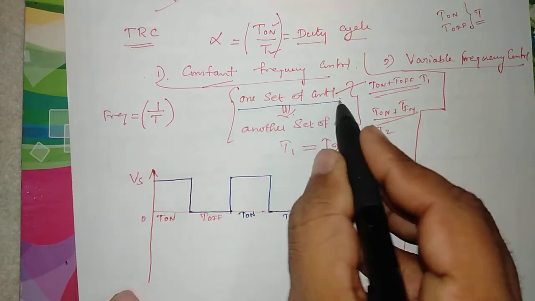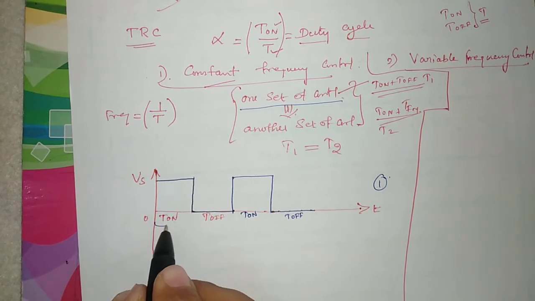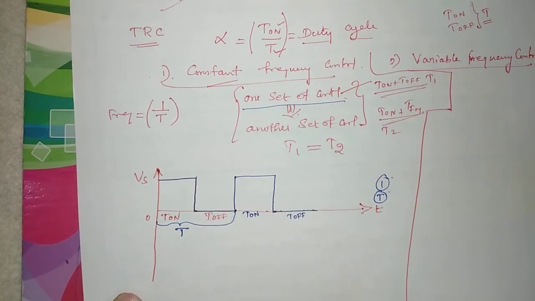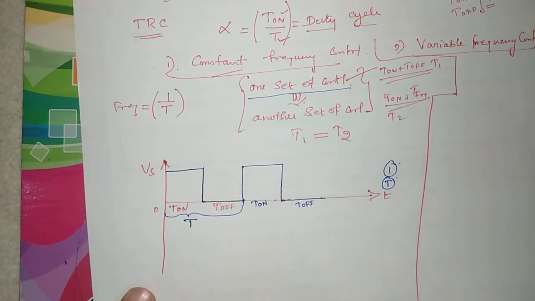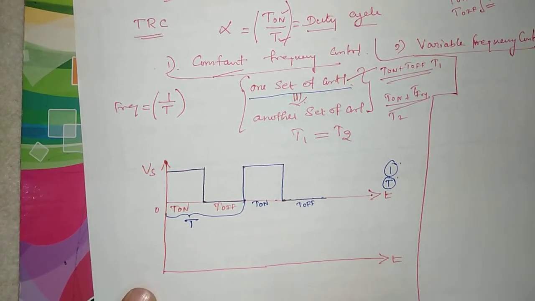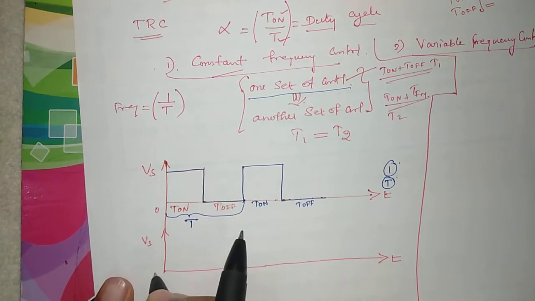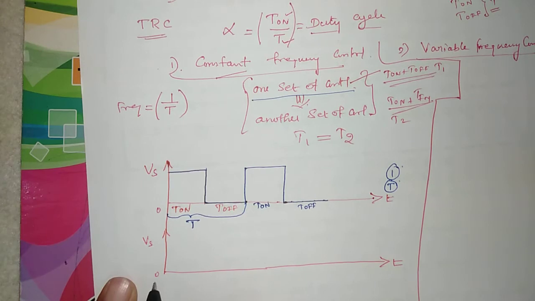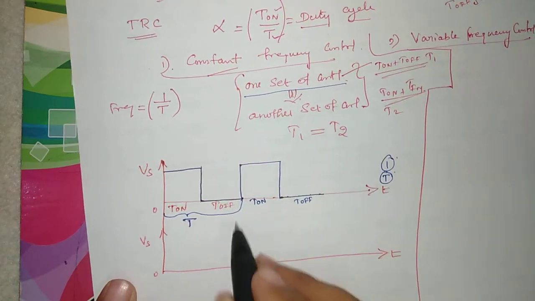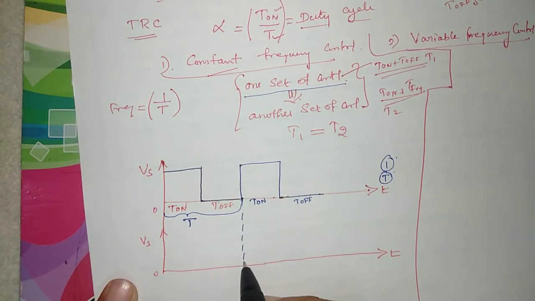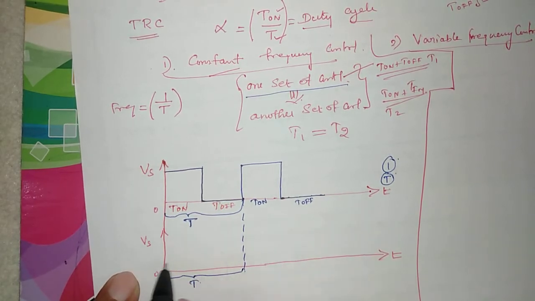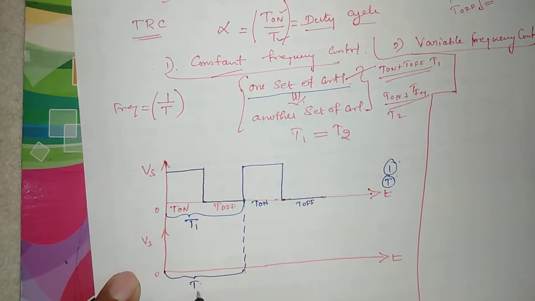I already told you this is one set of control. Here the total time we call T. We go for the next set of control, where I draw the same graph, x-axis as T, y-axis as Vs, starting from 0. Here we should not change the total time. This is one set of control, and in the other set of control we should not change the total time, so we draw the total time as it is. So T1 and T2.